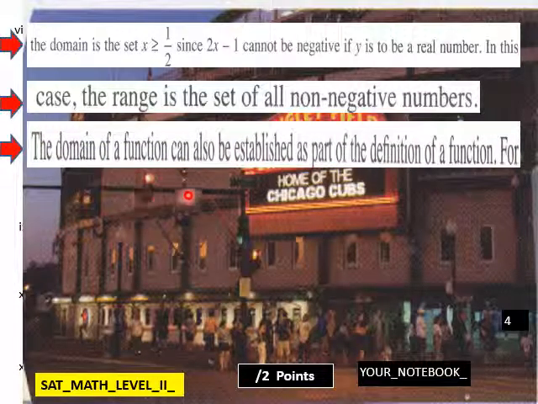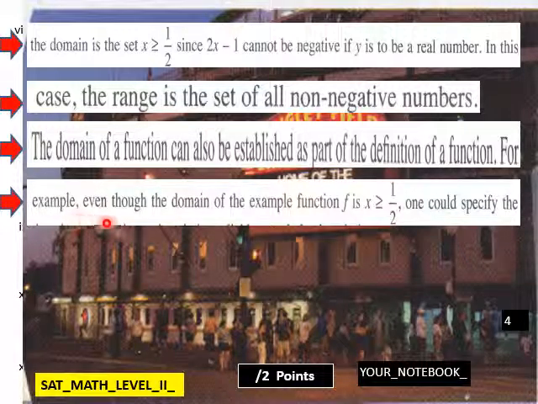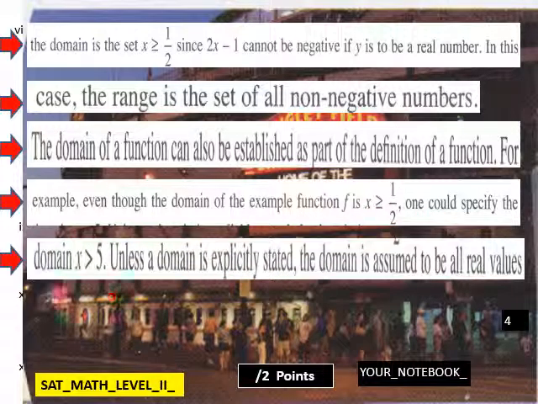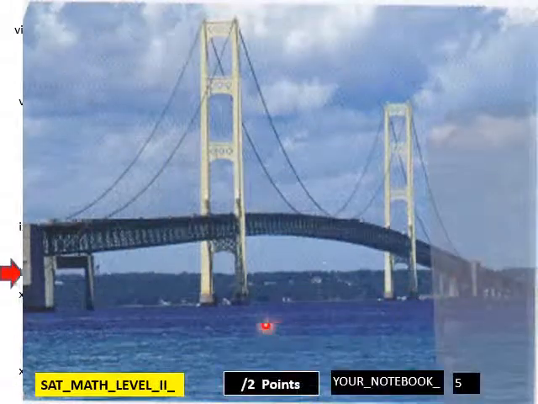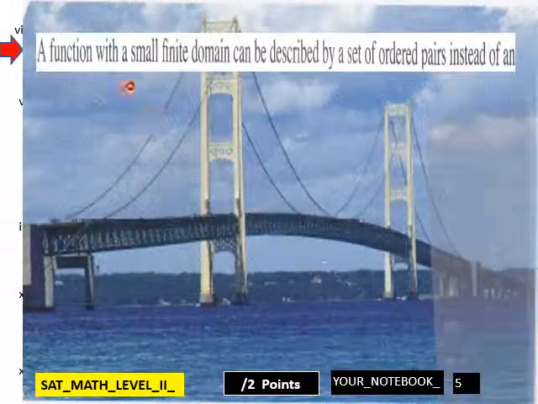The domain of a function can also be established as part of the definition of a function. For example, even though the domain of the example function f is x greater than or equal to 1 over 2, one could specify the domain as x greater than 5. Unless the domain is explicitly stated, the domain is assumed to be all real values that produce real numbers as outputs. So we deal with real numbers within the Level 2 SAT.